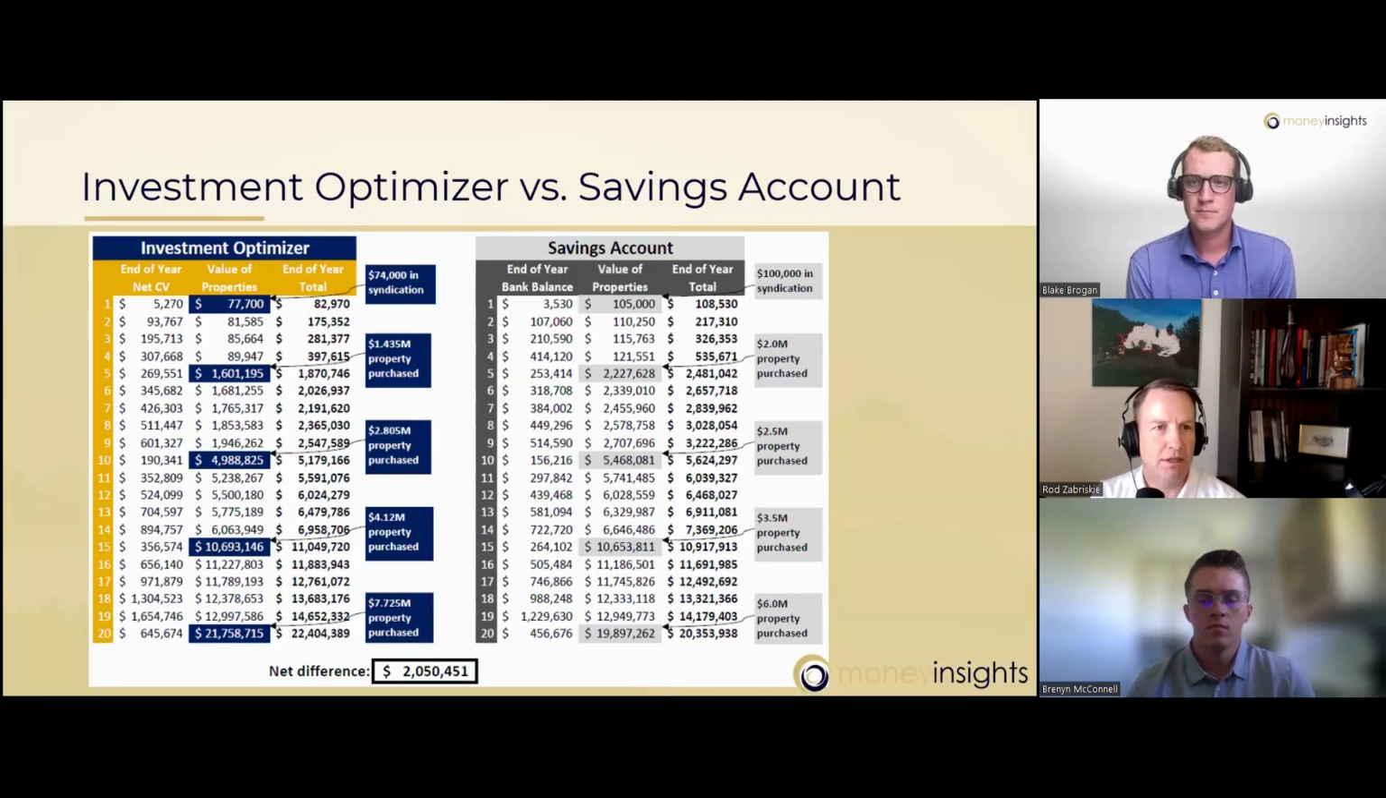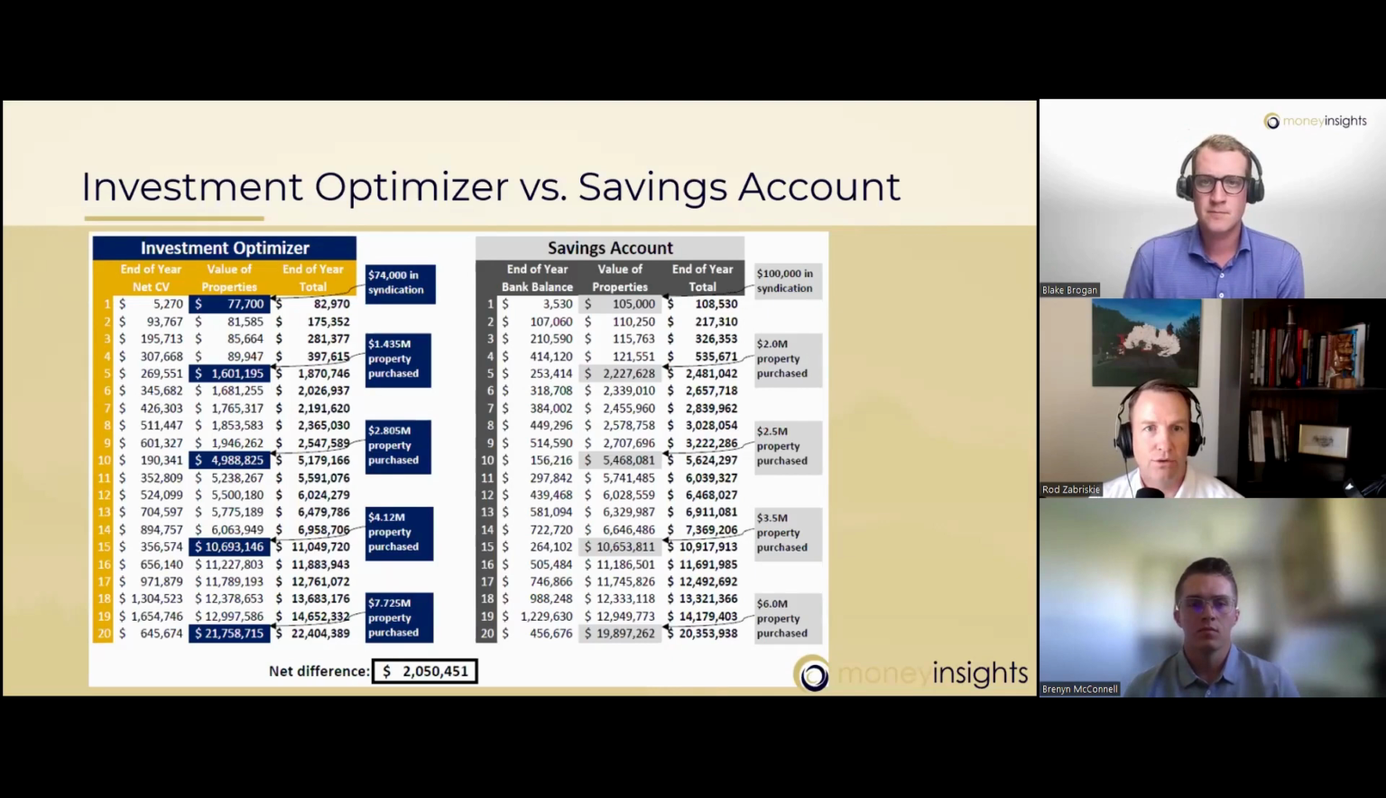All right, so let's jump in here. A lot of numbers to look at on the screen, but let me just talk through it really quickly. On the left-hand side, you see the investment optimizer. On the right-hand side, the savings account. In year one, we have the initial 100,000 that goes in, and as you would expect, on the right-hand side it's 100,000 going into the investment, right? Into that syndication we mentioned.